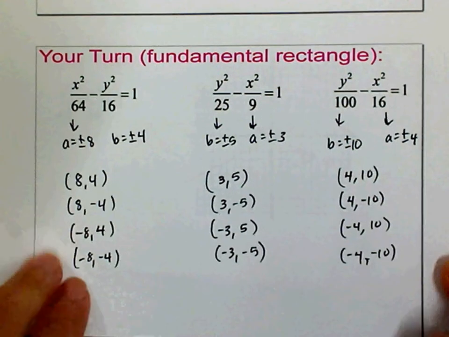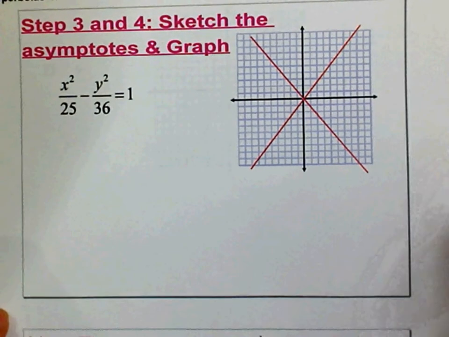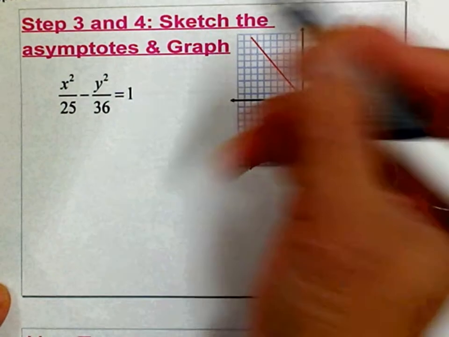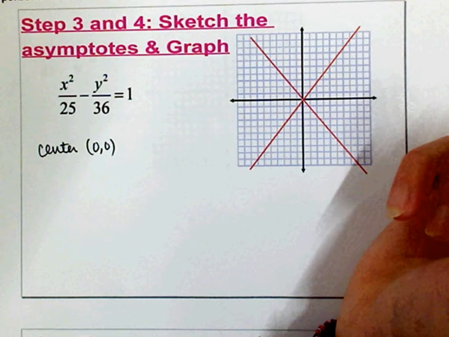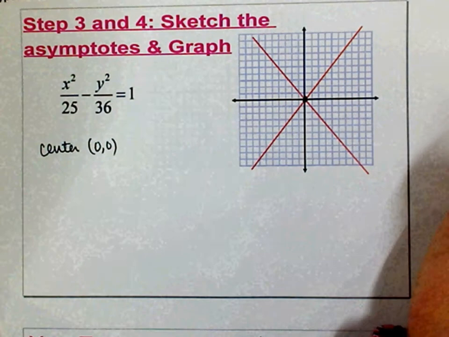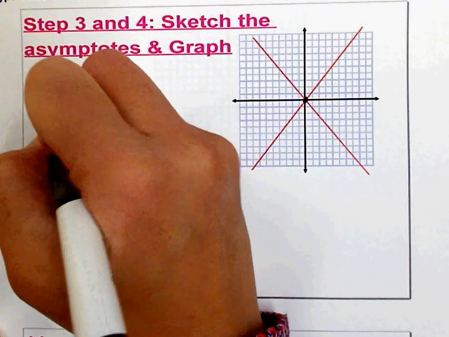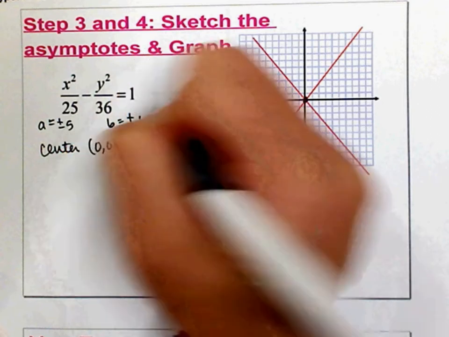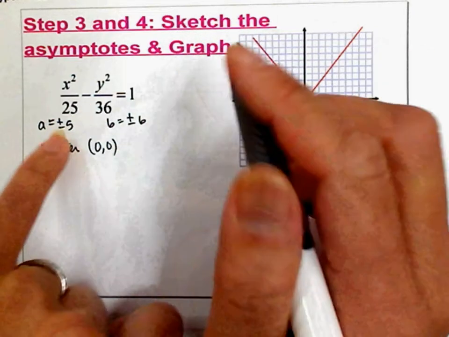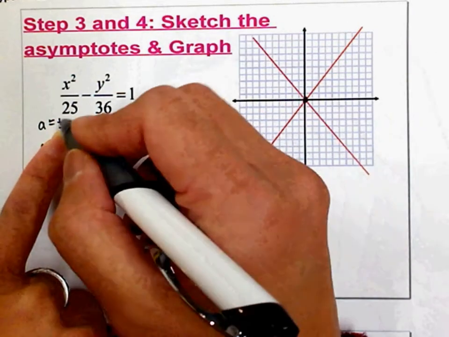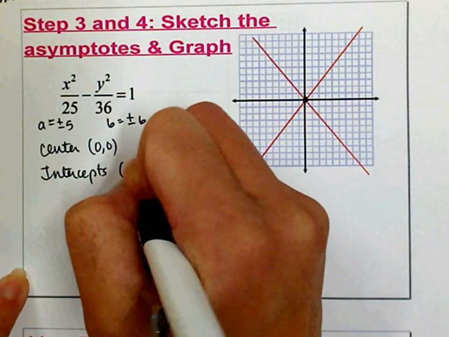Okay, so how would you make a sketch of the graph? Well, let's take a look at this one. Find your center. 0, 0. All righty, so I'm going to be at 0, 0. There's my graph. A is plus or minus 5. B is plus or minus 6. Notice how it's under y and the other one's under x. Since x comes first, your intercept is going to be 5, 0 and negative 5, 0.